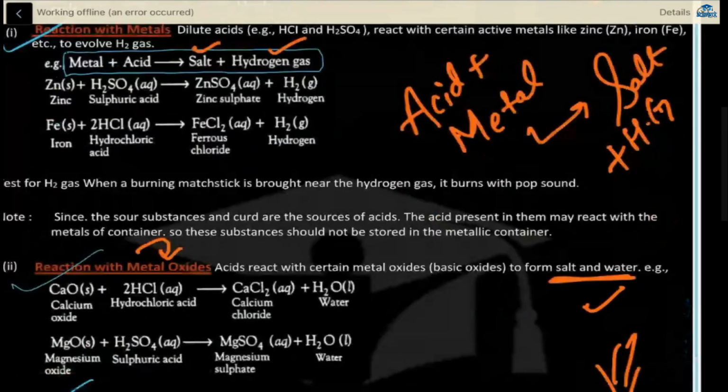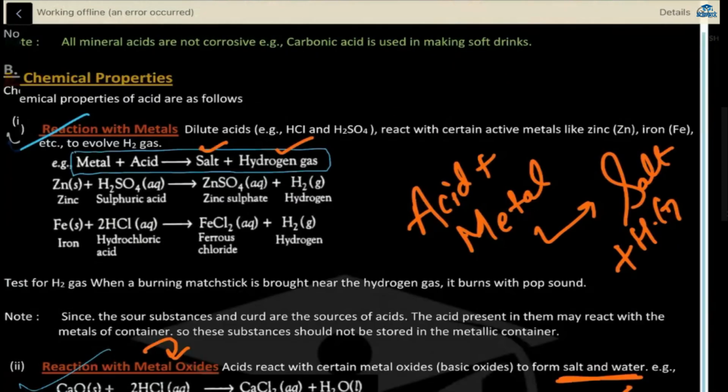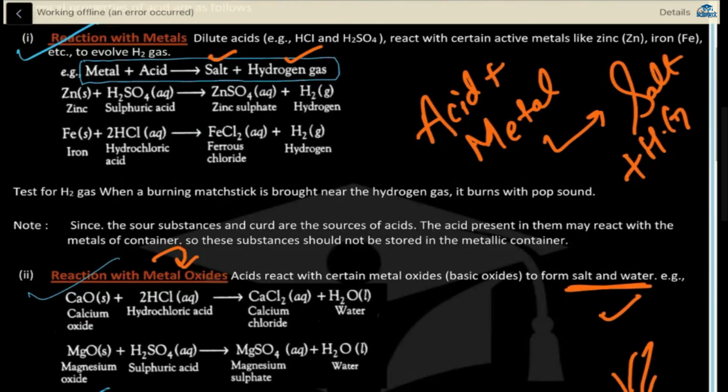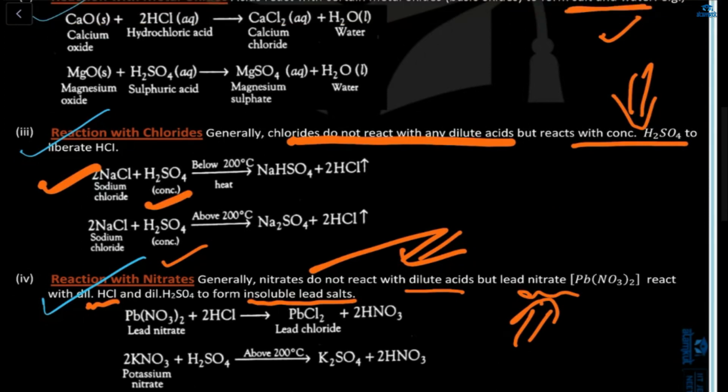Now you tell me, if I am reacting acid with metal, what will I get as an output? Hydrogen and water? Okay, when acid reacts with metal, what will you get? Salt and hydrogen gas. With metal oxide, salt and water. With chlorides, only with the concentrated one. And with the nitrates, only with lead nitrate. So you have to remember this.